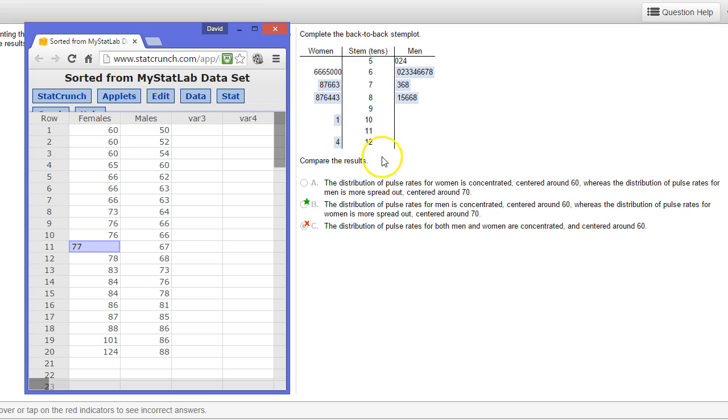So just know that that's why the answer here is B and not C, because if you get our data sorted, we can see that the middle numbers, like halfway through our data, are taking place in two different stems, the sixes versus the sevens.